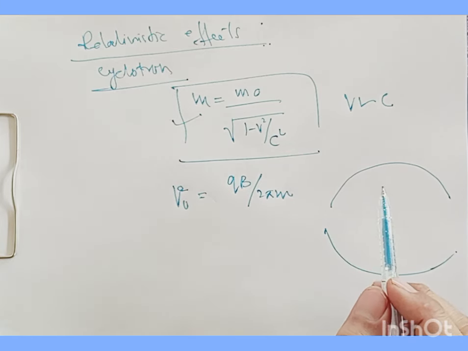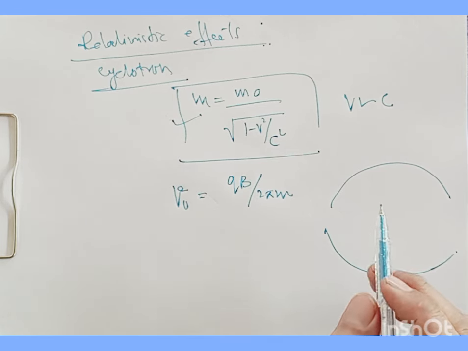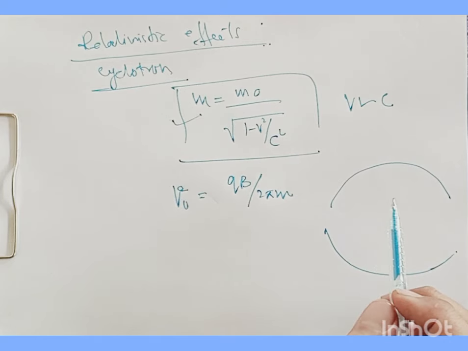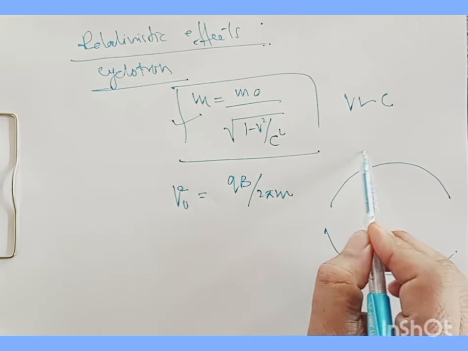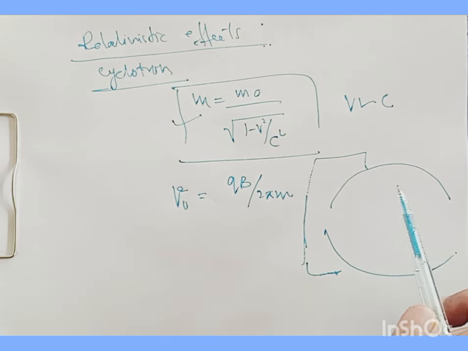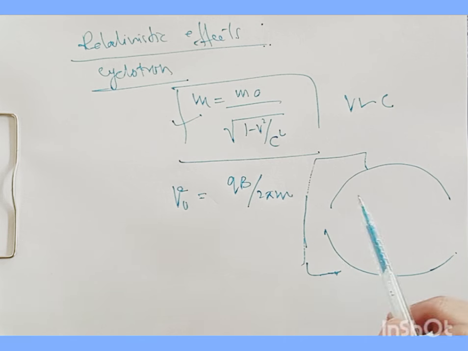And what happens is that they become more and more out of step with the applied potential difference, disturbing the synchronization between the alternating field and the magnetic field.